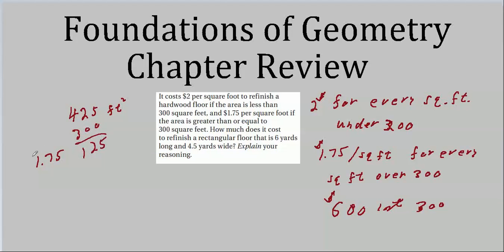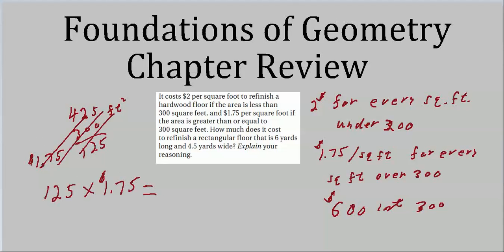This is in dollars. That's the $1.75 for 125 square feet. So let me rewrite this stuff here so it makes more sense. That's 125 times $1.75. And our answer, of course, will be in money.